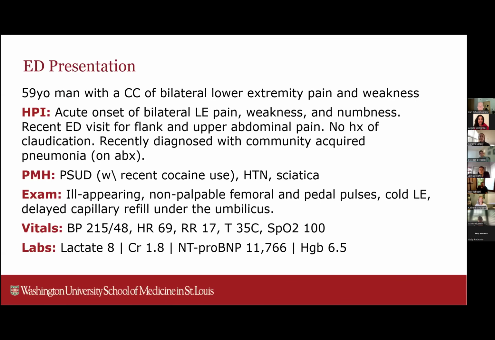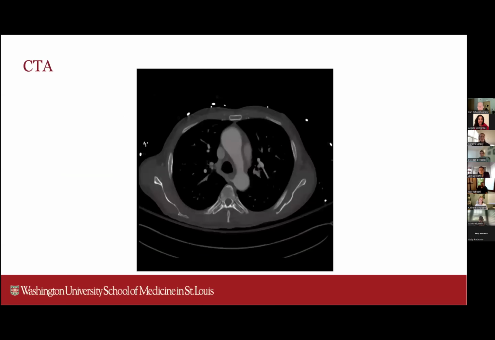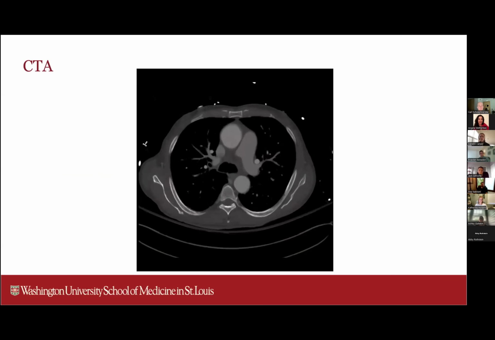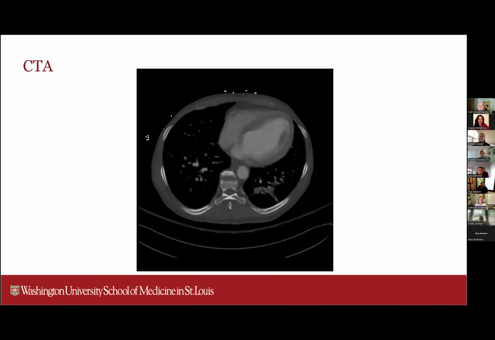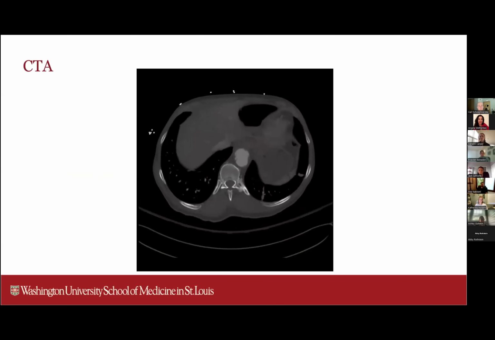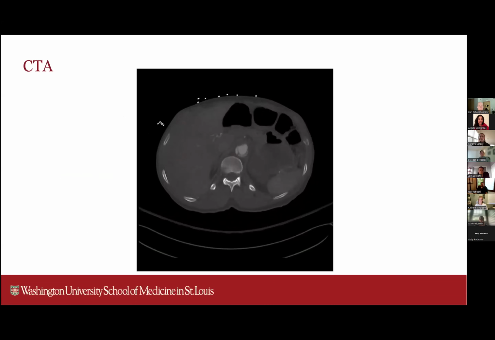As far as relevant labs, his lactate was significantly elevated. His creatinine was significantly elevated from his baseline, and his cardiac markers were very elevated. He was also found to be anemic. So given this information, he was sent in for a CTA, which we'll play here, and we'll have relevant images of the key pathologies in following slides.